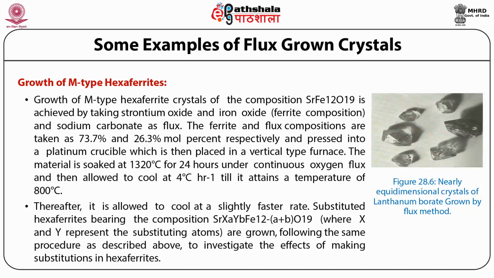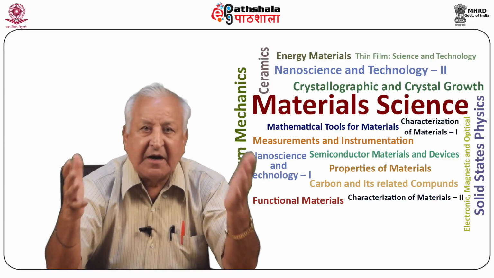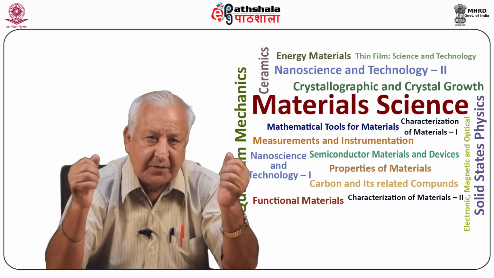Substituted hexaferrites bearing the composition SrXaYbFe12-a-bO19, where X and Y represent the substituting atoms, are grown following the same procedure as described above to investigate the effects of making substitutions in hexaferrites. Let us now summarize what we have discussed so far.